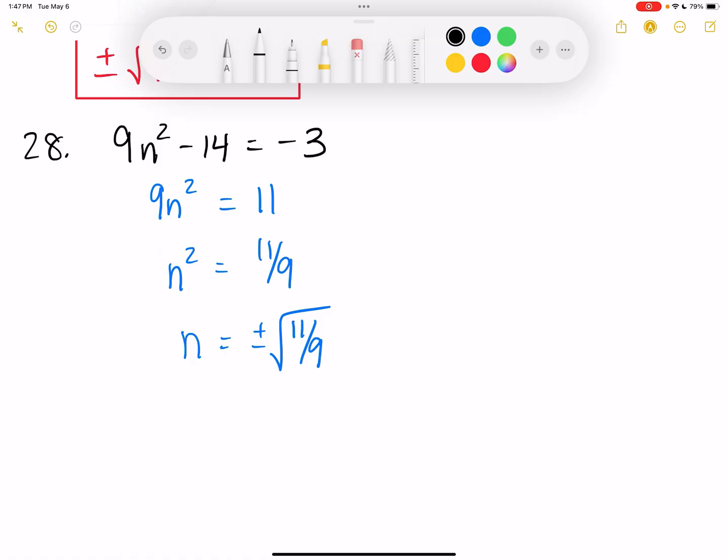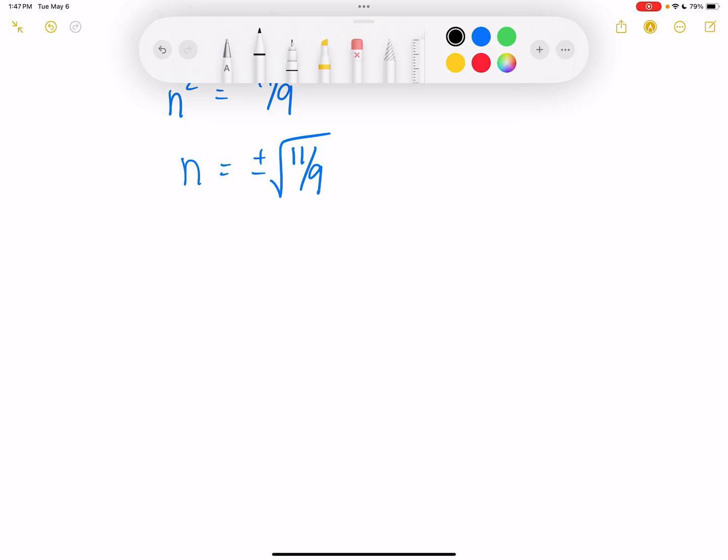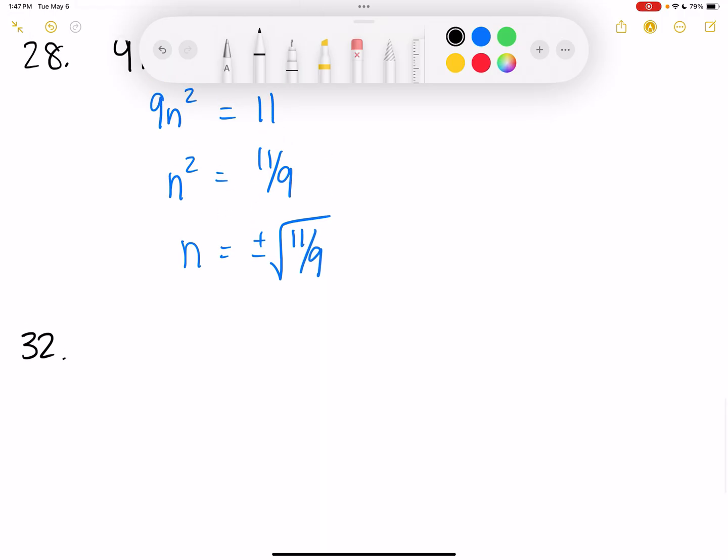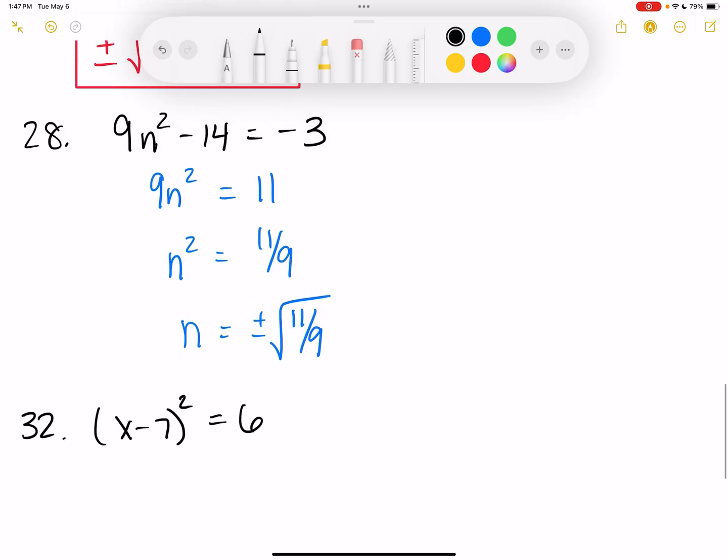All right, these next ones are the same principle, but they're done a little bit differently, okay? So, 32. x minus 7 squared equals 6. The difference in this problem and the other ones we've done previously is that the square was only on the variable, okay? But this one is on this whole piece. So to solve this, we do this a little bit differently.